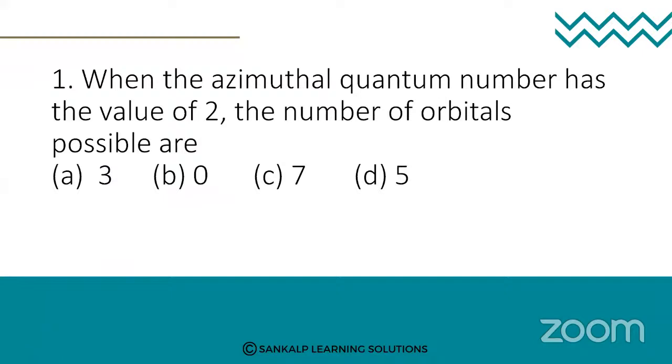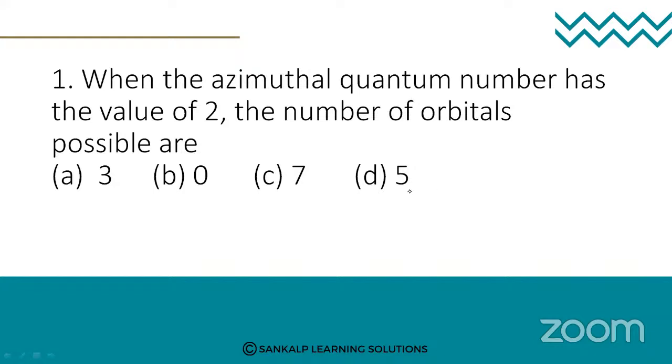When the azimuthal quantum number has the value of 2, the number of orbitals possible are: A, 3; B, 0; C, 7; and D, 5. Just now I have told you what the azimuthal quantum number is, and that it tells you about the subshell. So what are the number of orbitals? The azimuthal quantum number has a value of 2, so l equals 2.